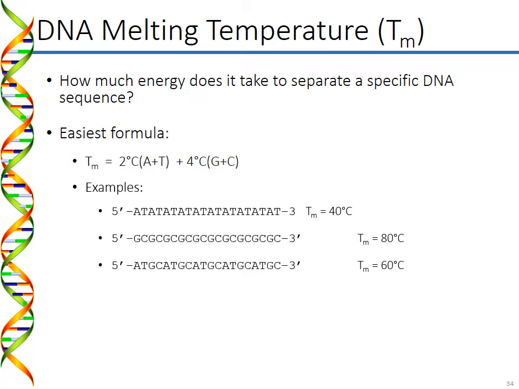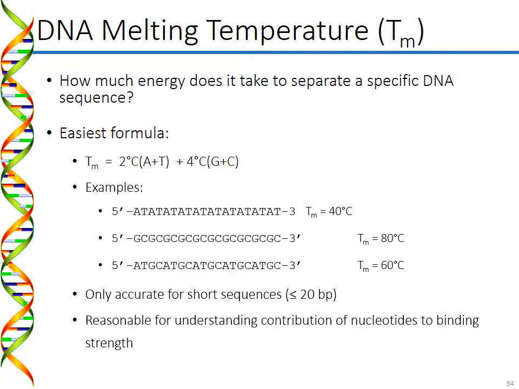And you can see that in an evenly mixed sequence of A, T, C's, and G's, you would have 10 bases of A and T, so 10 times 2 is 20, plus the 10 base pairs of G and C, so 10 times 4 is 40. 40 plus 20 gives us a Tm for this sequence of 60.